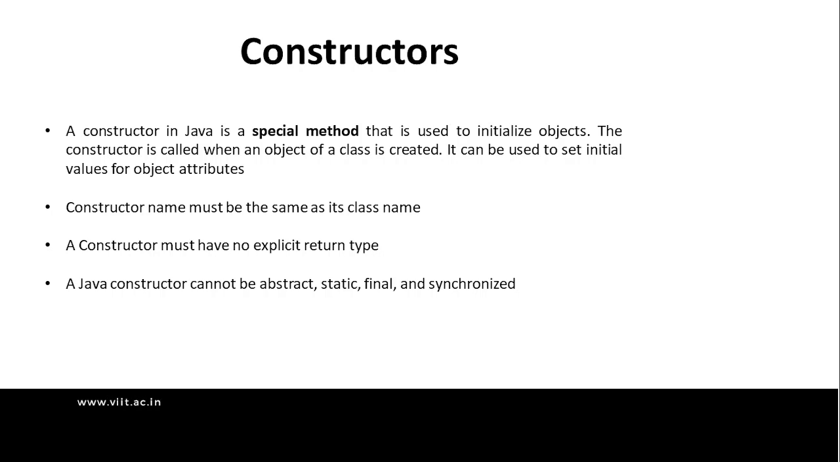A very important symbol to differentiate a constructor from other methods is that a constructor does not have any return type, not even void. So there is no need to write a return type in front of a constructor.